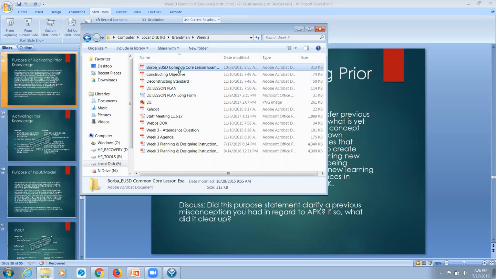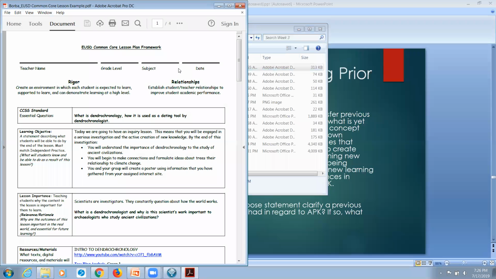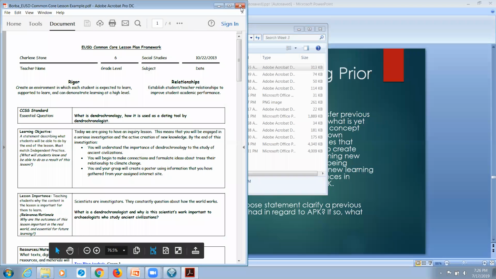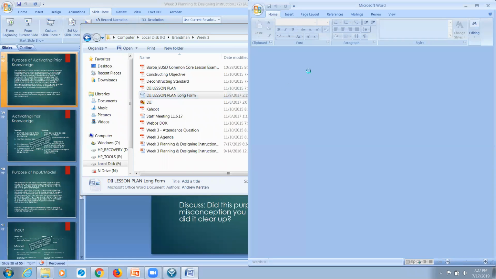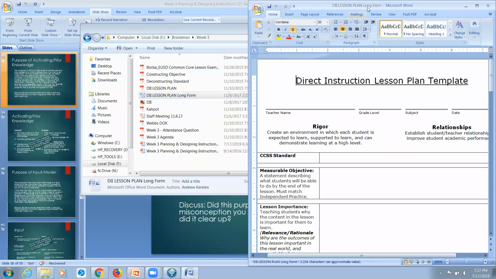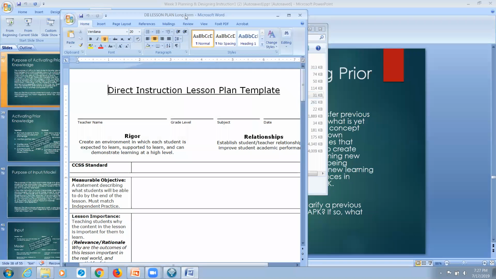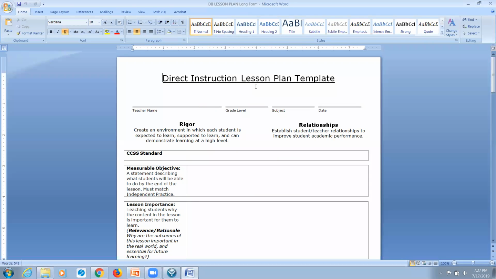Let's see here. That's one that's already been done. Excuse me. So are you saying that our lesson plan should be based off our objective? Absolutely. Okay, got it. So let's talk about that since we're here. Here's the form. Everybody could see this, right? So this is, I love this form.